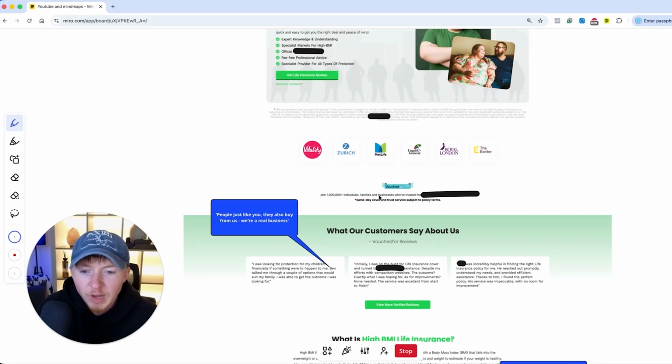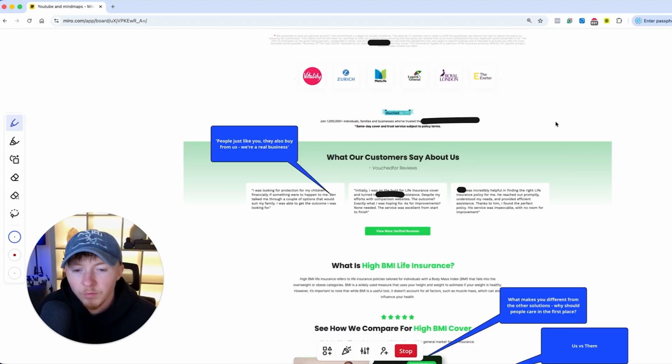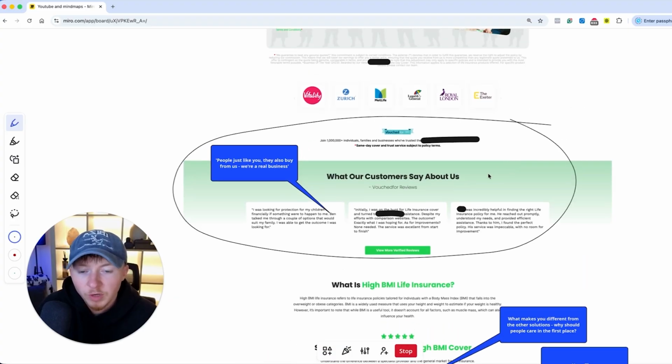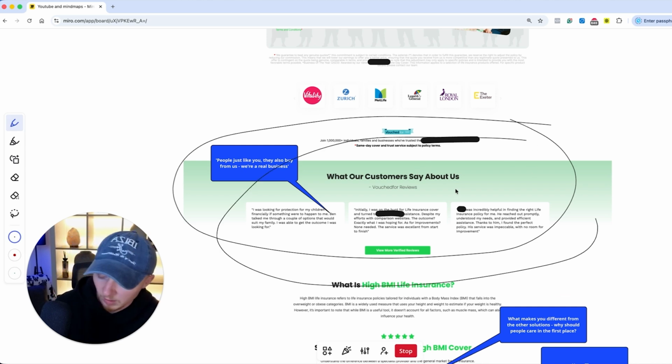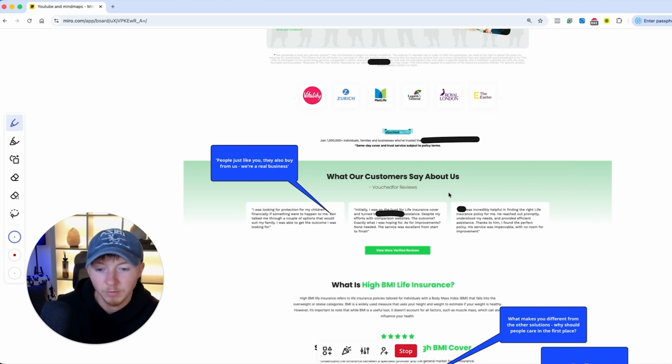Moving down into this, we're just trying to very quickly articulate competency, but we're also just trying to articulate that people like you buy from us, we're a real business, we are legit, we're not scamming you. We like to try and, very early on, if the client has results and they have reviews, we want to try and get them in there very quickly.